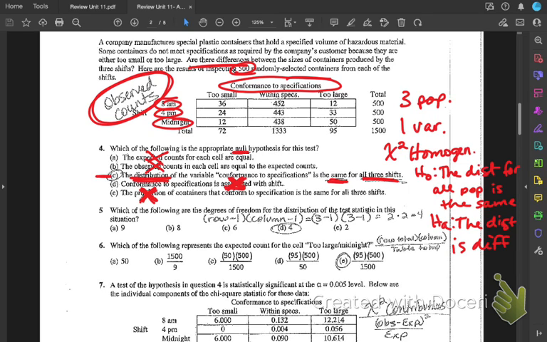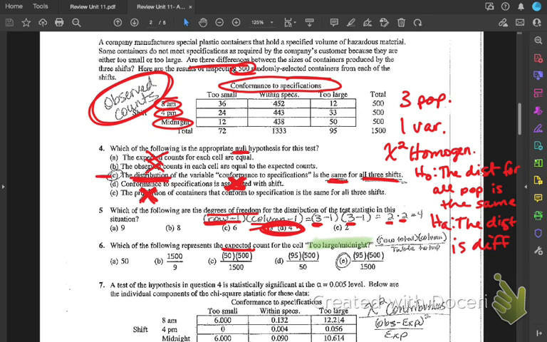Which of the following are the degrees of freedom for this distribution of the chi-squared test statistic in this situation? Degrees of freedom is row minus 1 times column minus 1. We have 3 rows minus 1, 3 columns minus 1. That's 2 times 2, which is 4. That is D.